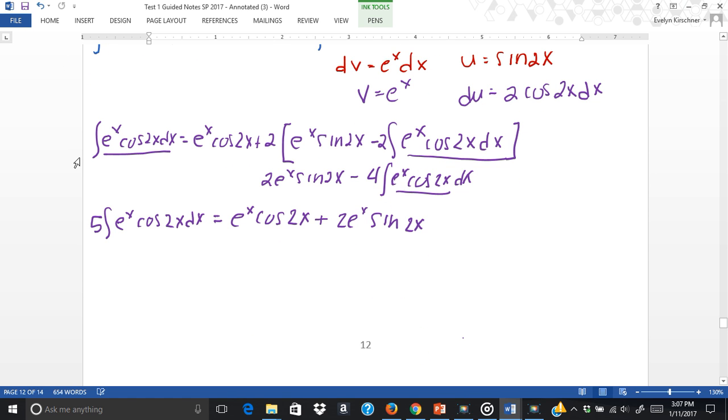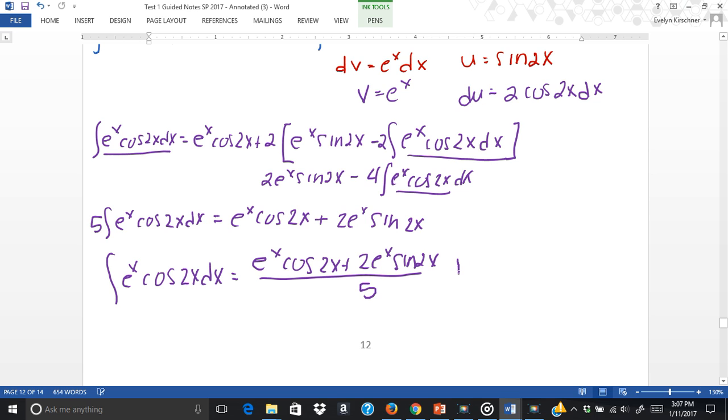But now I've got to get rid of the 5. So what I found was sometimes I can play around like this. I got the integral of e to the x cosine 2x dx, which is what I wanted, is e to the x cosine 2x plus 2 e to the x sine 2x, all over 5, plus some constant.